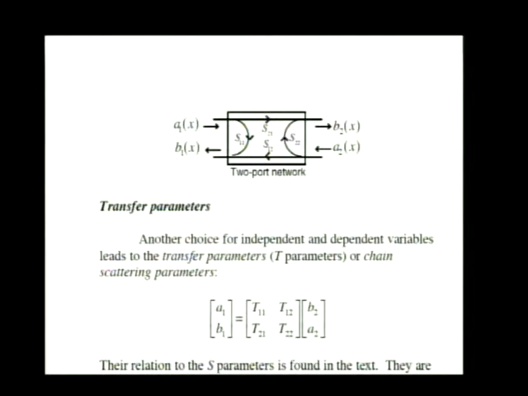So here we got a general 2-port network, and here you got some wave coming in and some wave being reflected out of port 1, some wave going into port 2, and some wave coming out of port 2. Here is the general flow of signals through the two-port network.